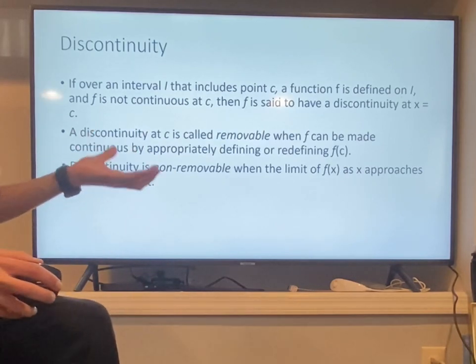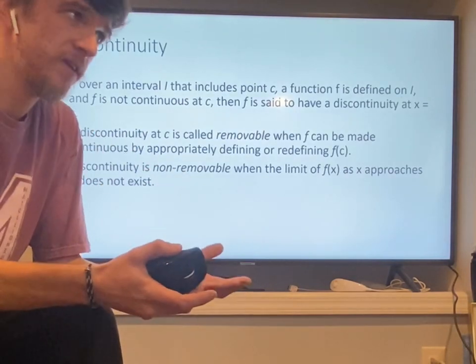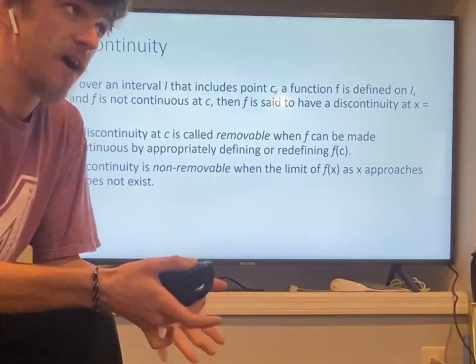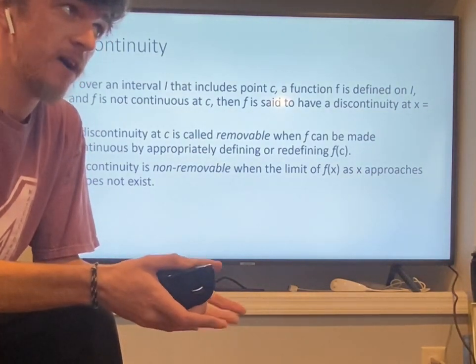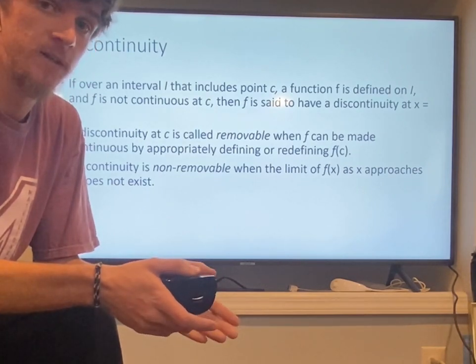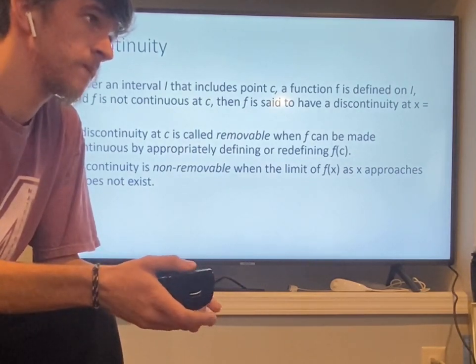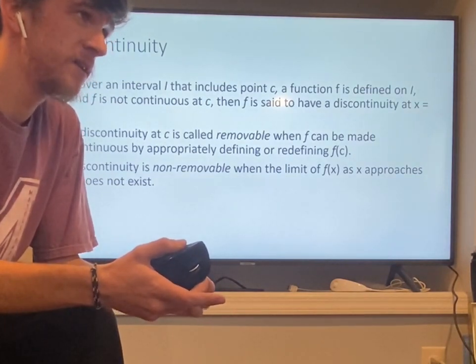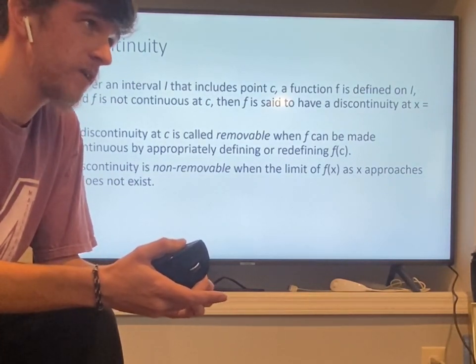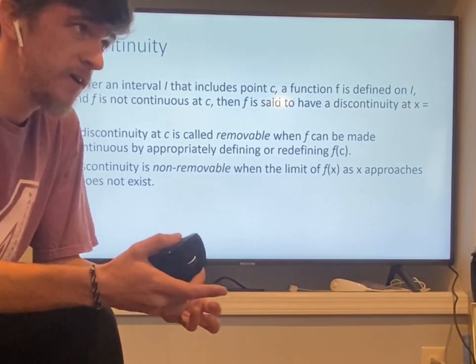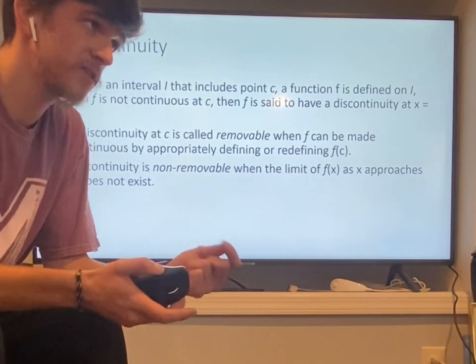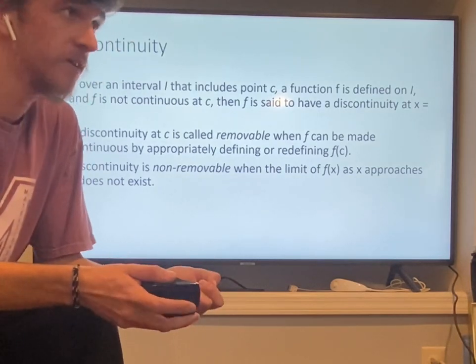So, if an interval I includes point c, a function f is defined on I, and f is not continuous at c, then f is said to have a discontinuity at x equals c. A discontinuity at c is removable when f can be made continuous by appropriately defining or redefining f of c, and a discontinuity is non-removable when the limit of f of x as x approaches c does not exist.